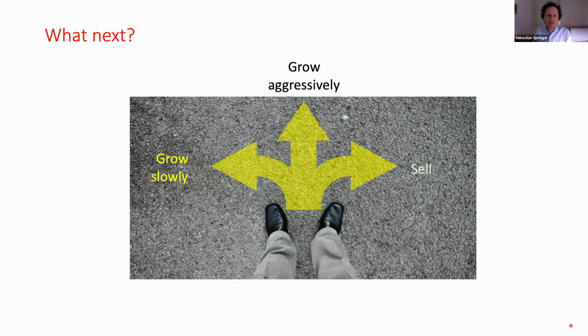And such a company, one could, in principle, grow it slowly, as we're doing now. One could grow it aggressively, but then we would, of course, have to take investors on board, and we would then have very different strategies of growing. Or eventually, one could just take the company and sell it to a big company, just like I told you before.